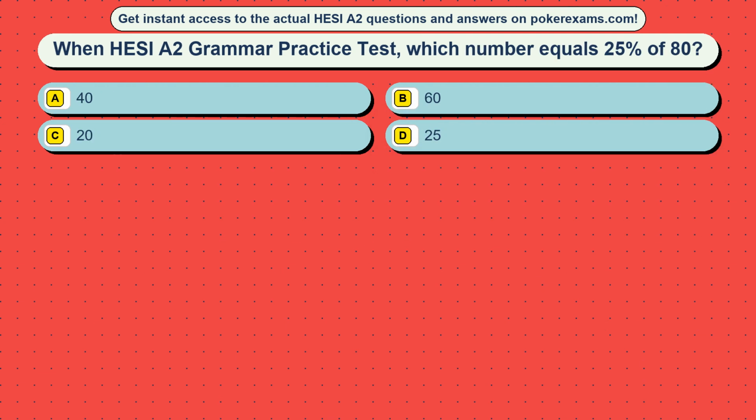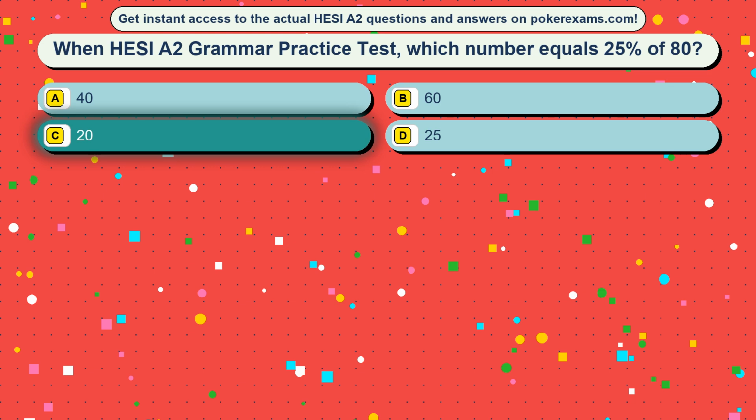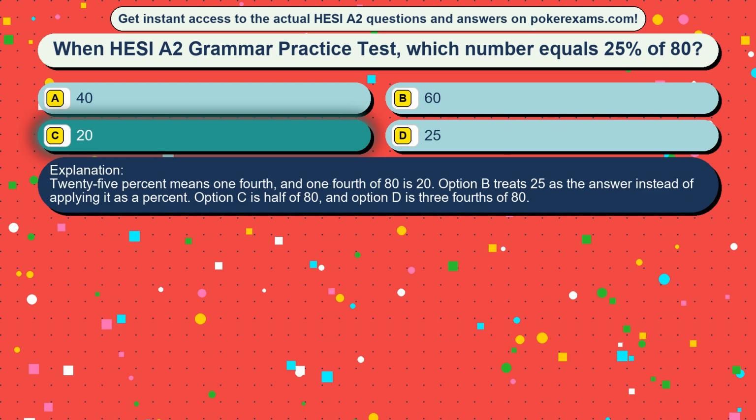Question 39. When HESI A2 grammar practice test, which number equals 25% of 80? Option A 40, option B 60, option C 20, option D 25. The correct answer is option C, 20. 25% means 1/4, and 1/4 of 80 is 20. Option B treats 25 as the answer instead of applying it as a percent. Option C is half of 80, and option D is 3/4 of 80.